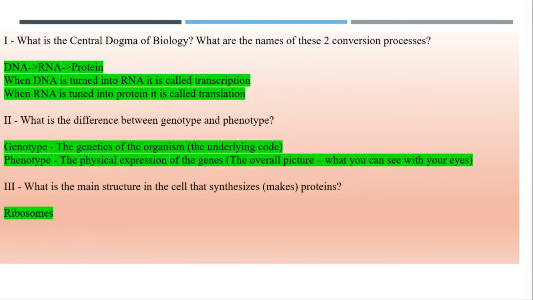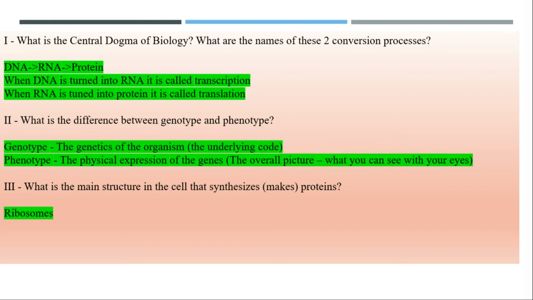So the central dogma of biology, or called the central dogma of microbiology, that's the rule that DNA turns into RNA and RNA turns into protein. You may hear people say that DNA will code for RNA, RNA will code for protein. That's fine and dandy too. Just know that DNA goes into RNA, which turns into protein.